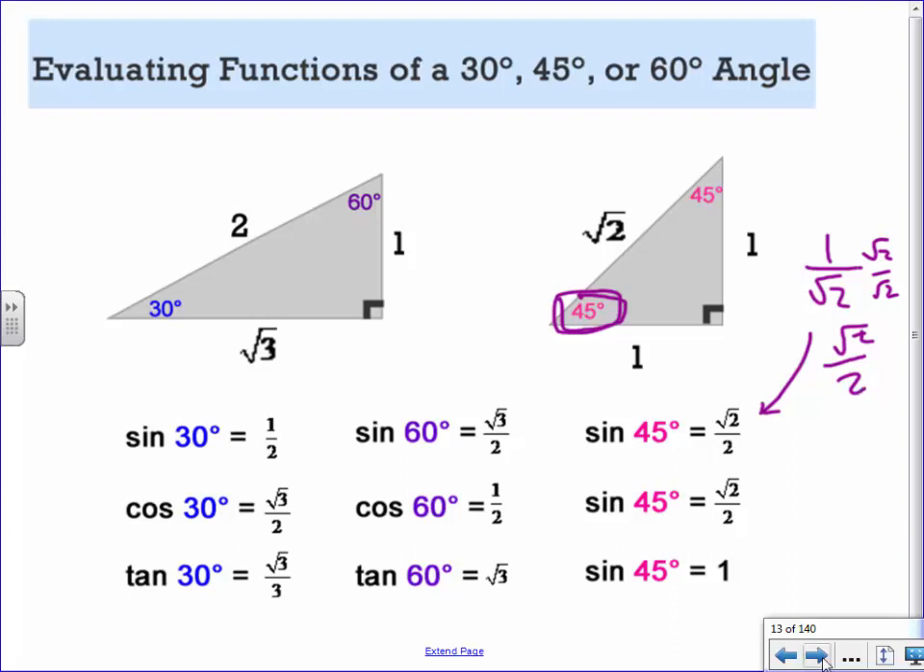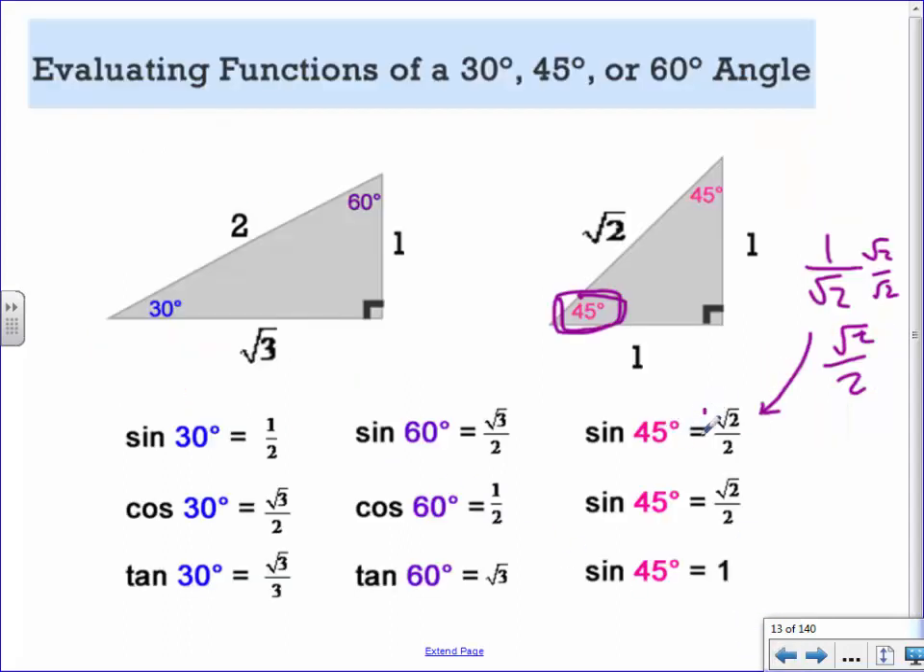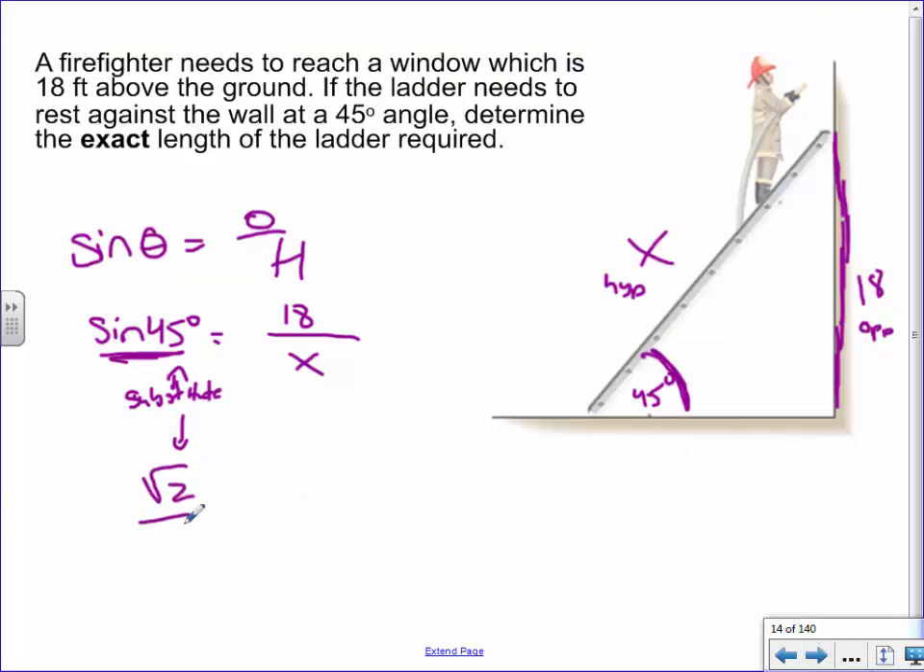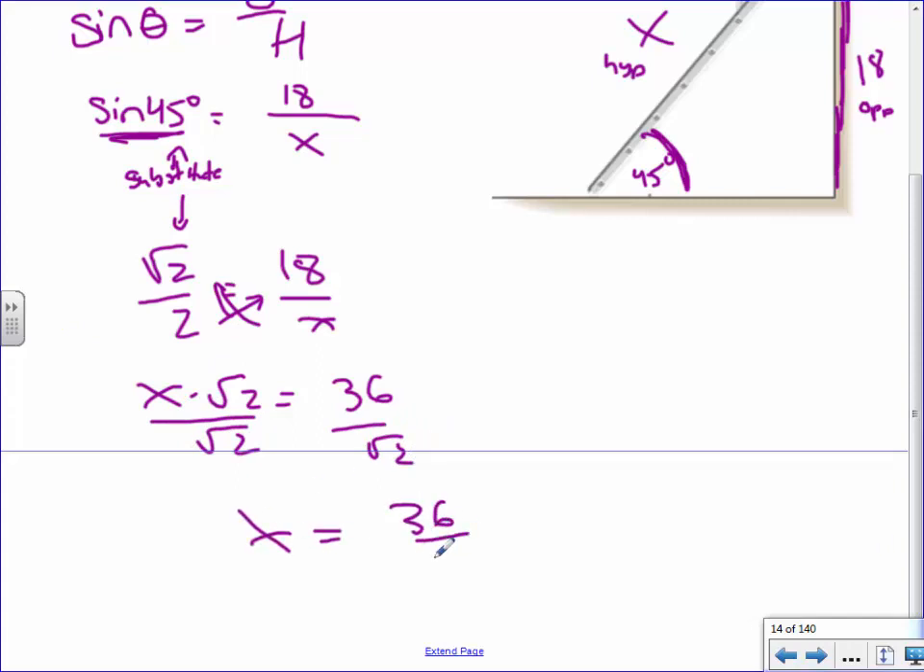Here's what I'm saying then, is in this example right here, see how there's a sine 45 right here? I am going to substitute this with whatever sine 45 equals. So I'm going to substitute it with root 2 over 2. So going back here, I'm going to call this root 2 over 2 equals 18 over x. Okay, now solve for x. Cross multiply. X times root 2 will equal 36. You swallow that bit. Divide both sides by root 2. There, x is equal to whatever 36 divided by root 2 is.